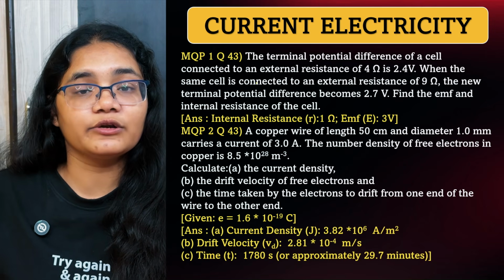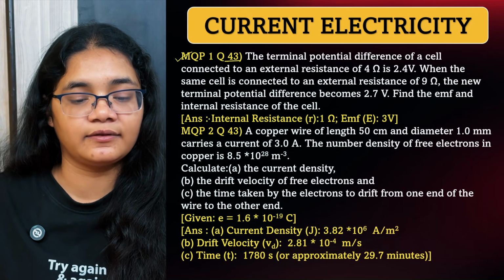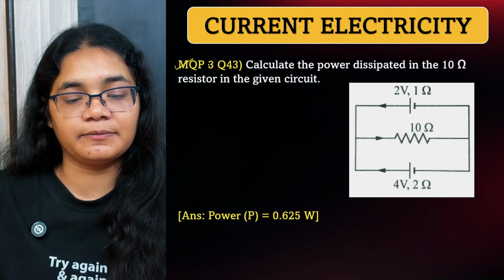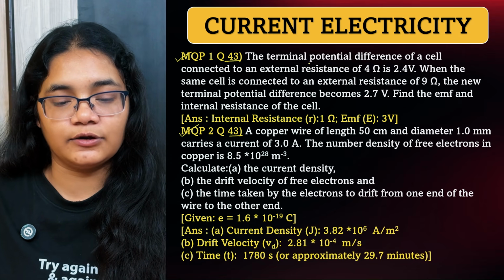Now we'll see the model question paper numericals from this particular chapter. Model question paper 1 question number 43, model question paper 2 question number 43, and model question paper 3 question number 43 are from current electricity. Okay, so I'll just tell you the question once again.